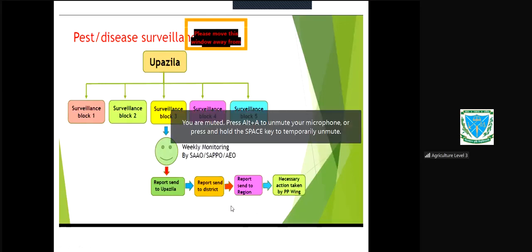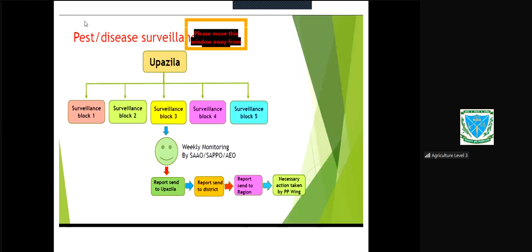And who will work? Weekly monitoring will be done from this area regarding the pest or disease, whatever, by SAAO, Sub-Assistant Agriculture Officer, or SAPPO, Sub-Assistant Plant Protection Officer, or Agriculture Officer. They are involved to monitor these blocks. And then they will collect the data and they will report to the Upazila. All these people will work and make a report and submit it to the Upazila.